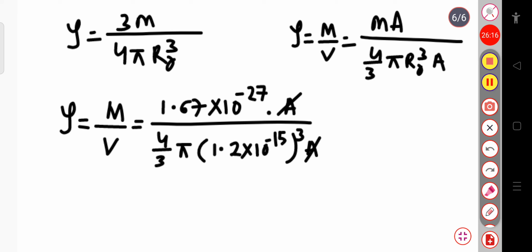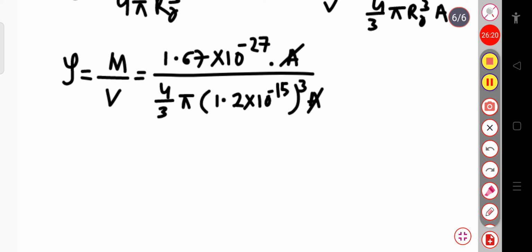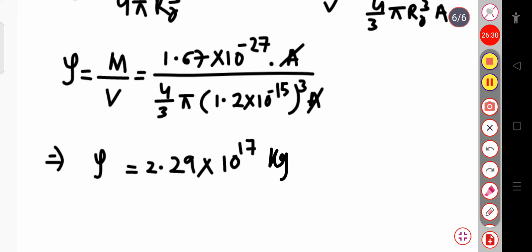Now if you solve this, you will get the value of the density, that is rho will be equal to 2.29 into 10 power 17 kg per meter cube. So this is the nuclear density.